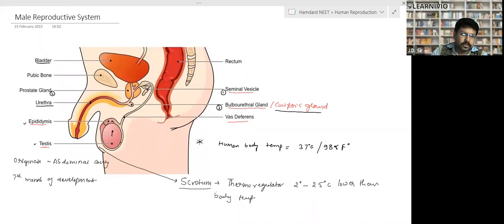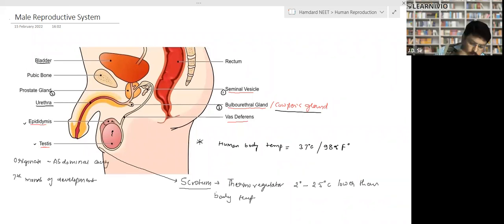There is one more structure called epididymis. This is the upper part of the testis. So formation of sperm takes place in testis. These sperm reach the epididymis and get stored temporarily. So they mature over here in the epididymis. From here, there is a tube called vas deferens. This vas deferens tube takes the sperm to this tube, right? This is the vas deferens tube.